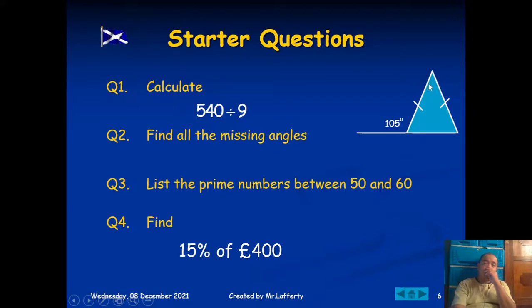Correct. List the prime numbers between 50 and 60. I think it's 51. 51 can be divided by 3. 52 can be divided by 2. 53 cannot be divided by 2, 3, or 4, so I think 53 is a prime number. I think 59 also is a prime number. 59 and 53.